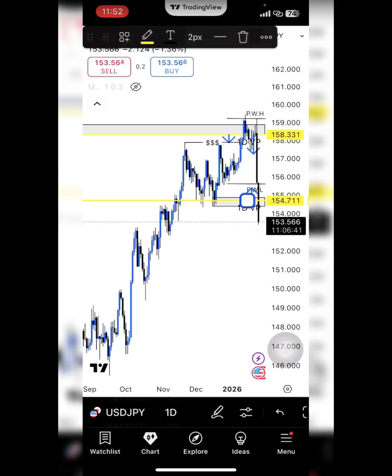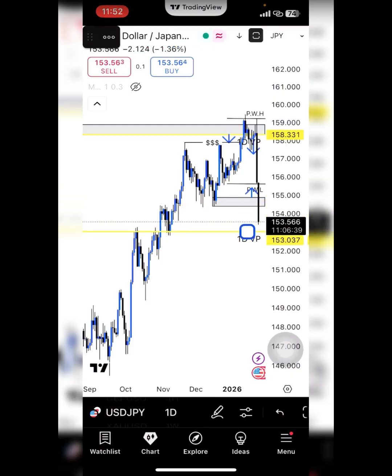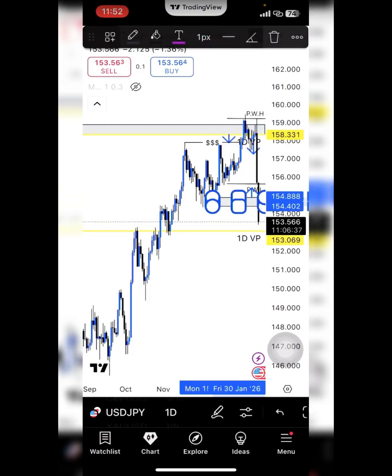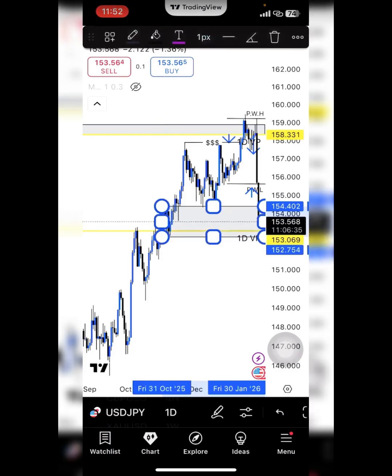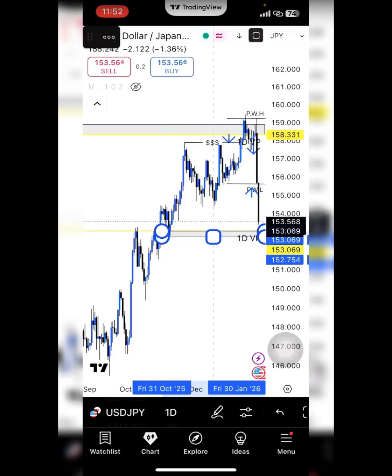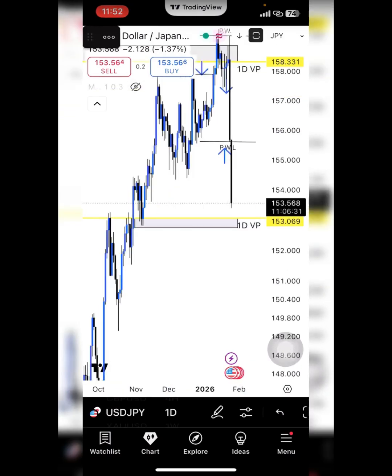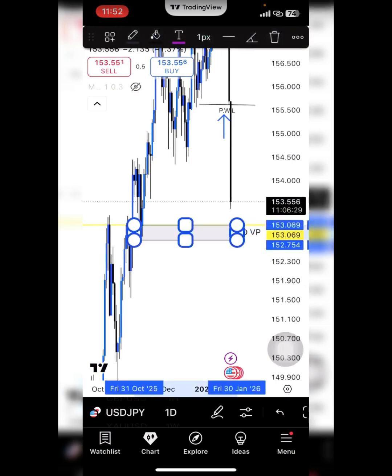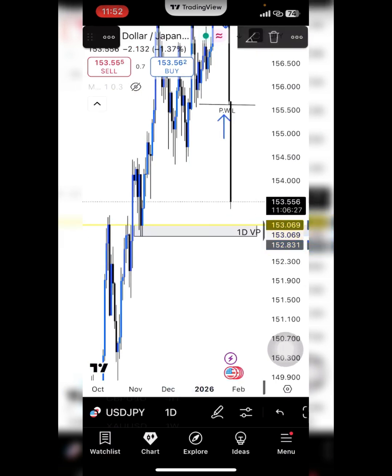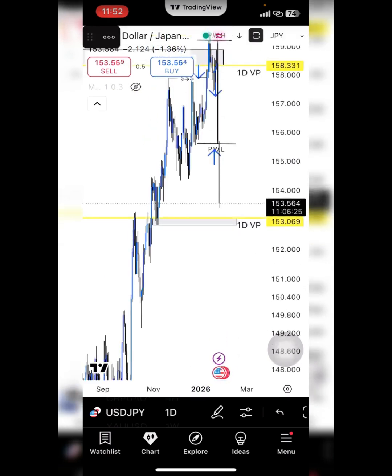I see another demand zone for the dollar at this level. Let's mark that out, a demand zone, and the market is likely going to respect it, because one of the motives of the Bank of Japan this year is to cut short the carry trading principle that has been going on for decades.